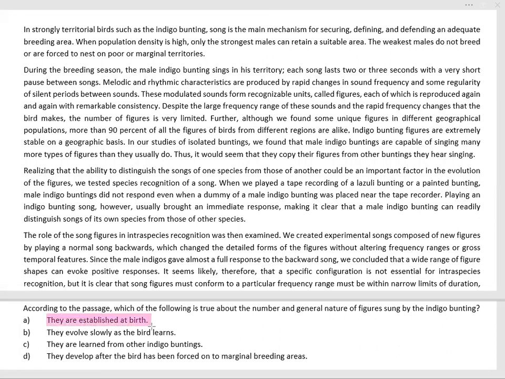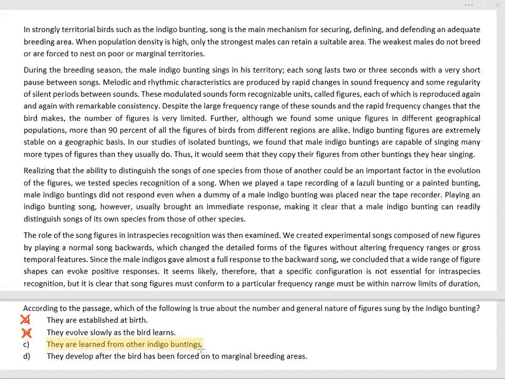They are established at birth. Now we can scour through the entire passage. This has not been mentioned. We do not know when the song sung by, or the figures sung by, the Indigo Bunting are developed. So A is incorrect. Option B says they evolve slowly as the bird learns. Again, we are not told about the evolution process or the timeline of evolution of the song or figures. So we cannot say whether they evolve slowly or fast. So B is incorrect.